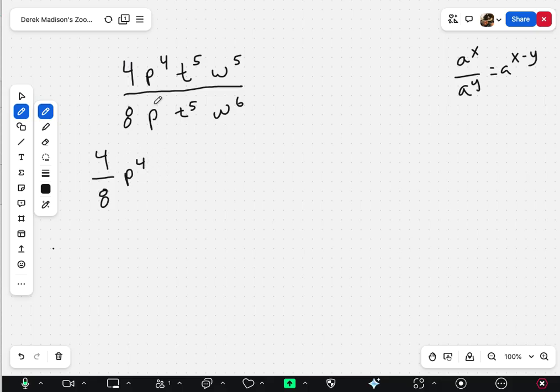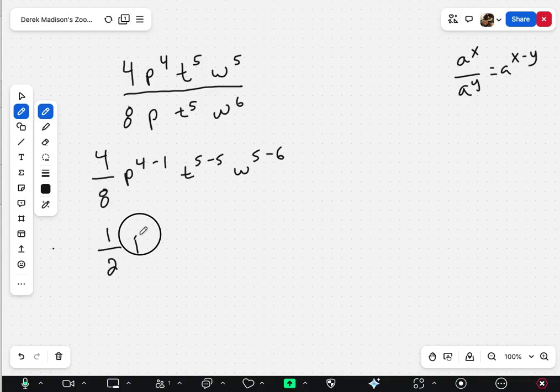p to the 4. Remember, when there's nothing there, it's an invisible 1. t to the 5 minus 5, and w to the 5 minus 6. I think that was the one that was causing you some trouble. 4 over 8, I could reduce to 1/2, so I'll go ahead and do that.